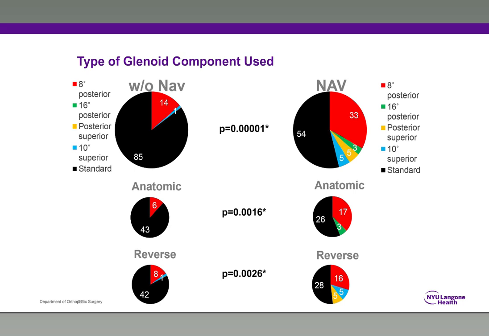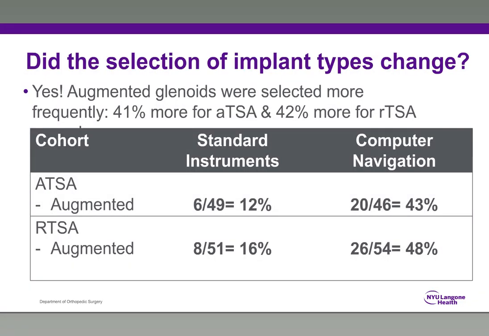In the 100 cases, 46 required an augmented component. With respect to the anatomics, 20 out of the 46 were augmented, compared with 6 out of the 49 previously. On the reverse side, 26 out of 54 compared to 9 out of 51 previously. If you compare these two in this graph, which is easier to see, there was quite a significant difference, from 12% to 43% for the anatomic, and from 16% to 48% for the reverses. And these results have been documented by some of my colleagues.